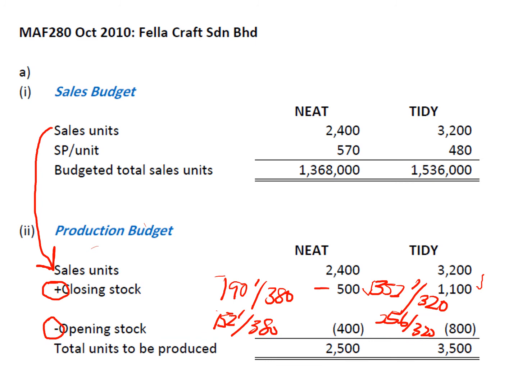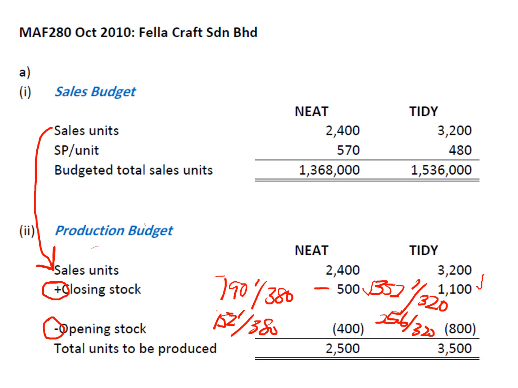Next. Dapatlah the total units to be produced. So, you akan ambil 2400 untuk neat. Tambah dengan closing stock dia. Tolak dengan opening stock of finished goods. Dapatlah 2500. So, you tahulah yang you akan produce 2500 neat dan 3500 tidy pada tahun tersebut.